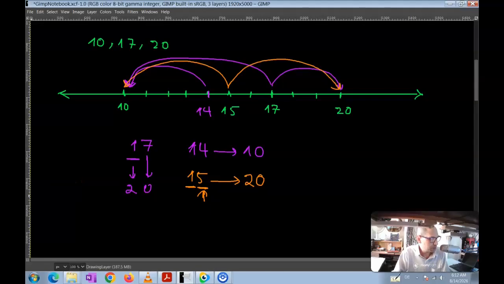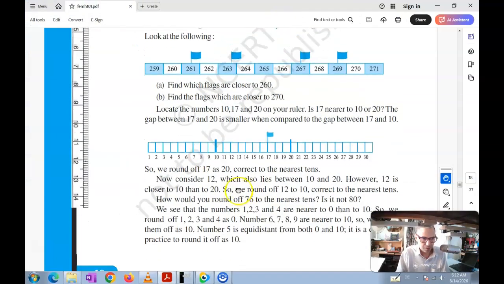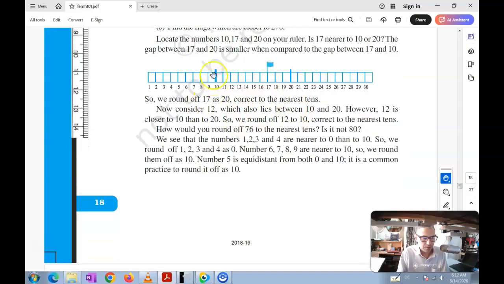So that's all about these numbers. Now on this number line you can see that 12 is between 10 and 20, of course, and 12 is closer to 10, so you would round down to 10. When you round 12 to the nearest tens, it becomes 10. And that would be correct to the nearest tens.